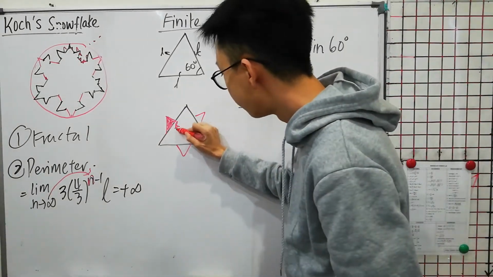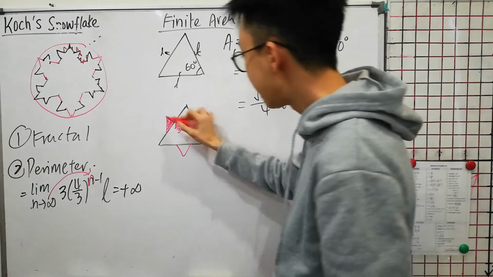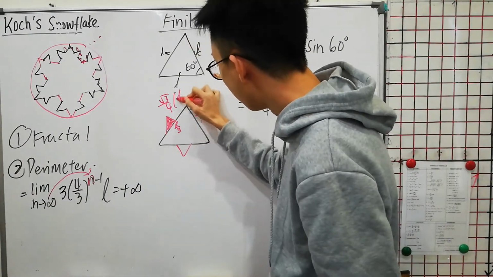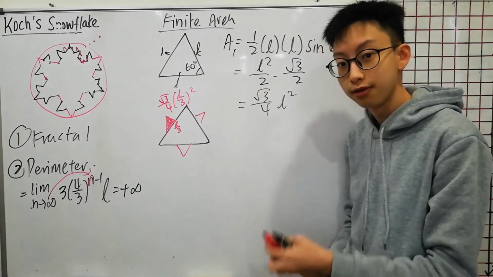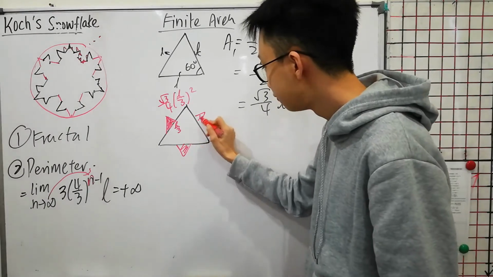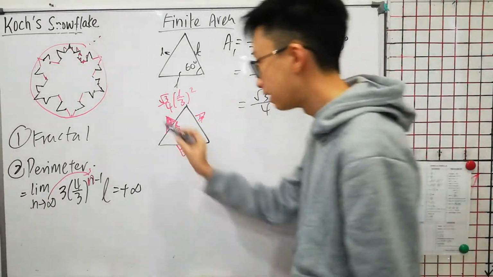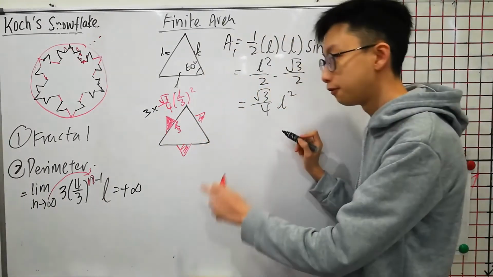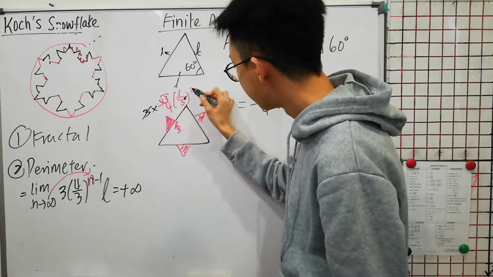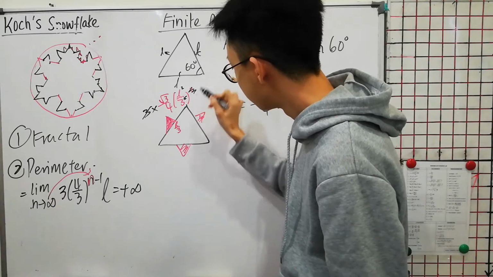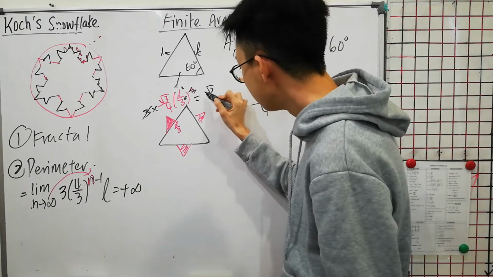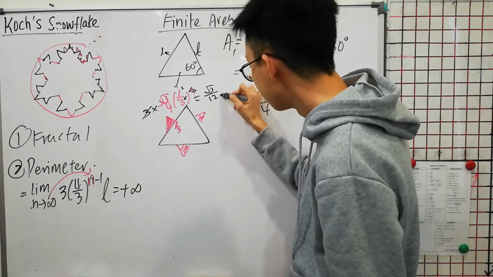It is L over 3. So the area of it will be root 3 over 4 times (L over 3) squared, right? And how many smaller triangles do we have? We have 1, 2, and 3 of them. We just multiply it by 3. And this is a 3 squared here actually, so 3 and 3 can cancel. We have an L squared here. So it's actually root 3 over 12 times L squared.